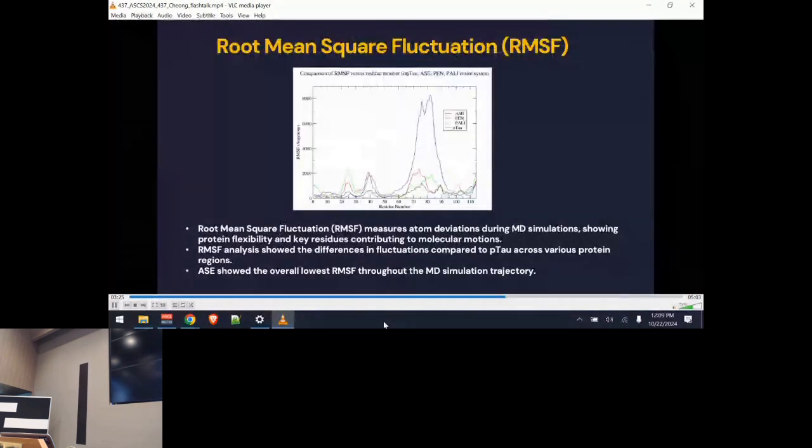Root mean square fluctuation (RMSF) measures the atom deviations during MD simulation, showing protein flexibility and key residues contributing to molecular motions. RMSF analysis shows the differences in fluctuations compared to p-tau across various protein regions. ASE shows the overall lowest RMSF throughout the MD simulation trajectory.